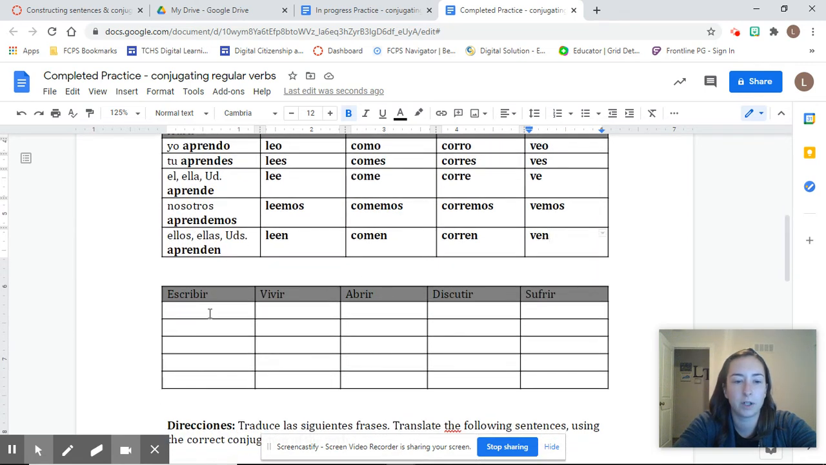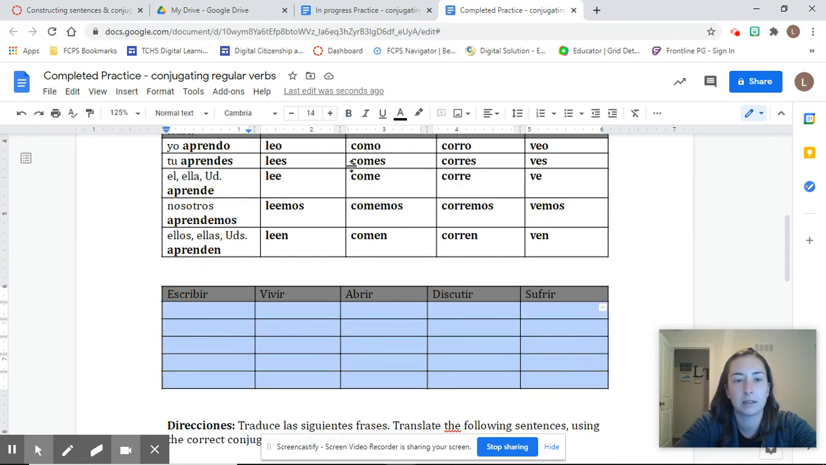Okay, IR verbs. I am not going to write those subject pronouns again to save time, but you can write them in if you want to. I am going to make sure my formatting is correct.